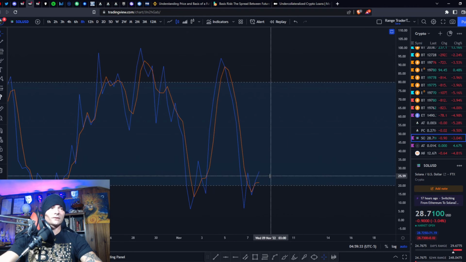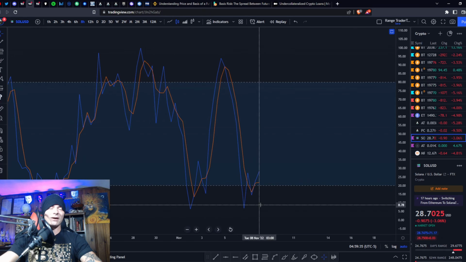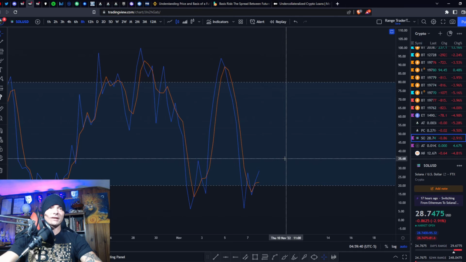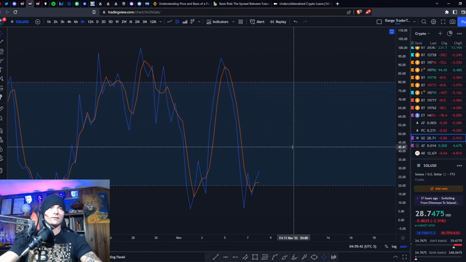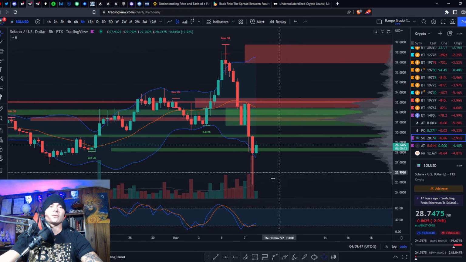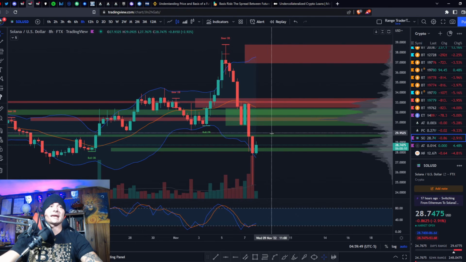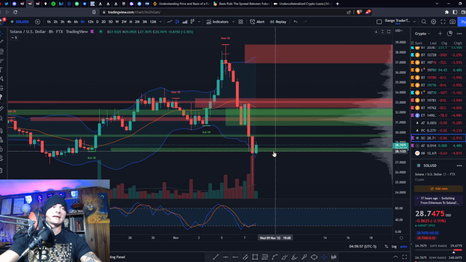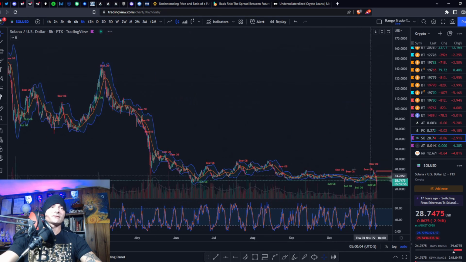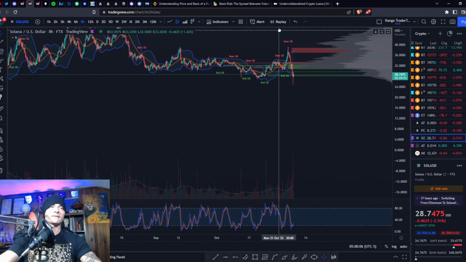Okay, so crossing your signal line to the upside, getting out of that oversold region. Still in the bearish control zone, so we need to break that 45 level in order to get out of the bearish control zone. So we're going to find out, because if we can get out of the bearish control zone, I would expect us to come up to $31. Now, if we stay in it and break this last low, 27.90. Next stop is, whoa, come on.